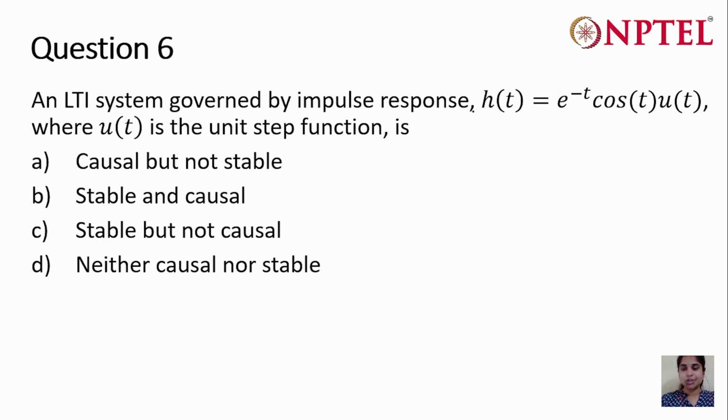Now you have h of t is e power minus t cos t into u of t. Now can you tell what kind of a system this is? Causal and stable. Okay, I'm waiting for some more time.